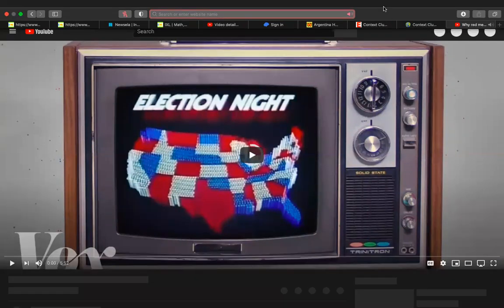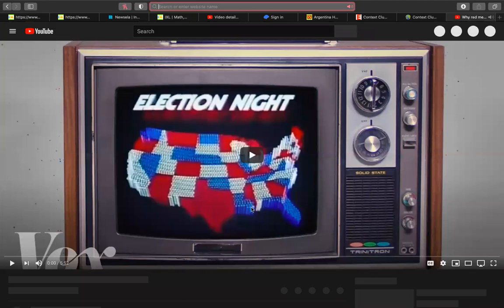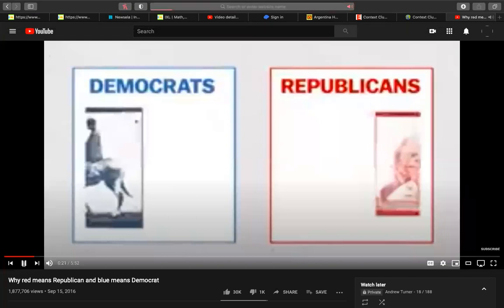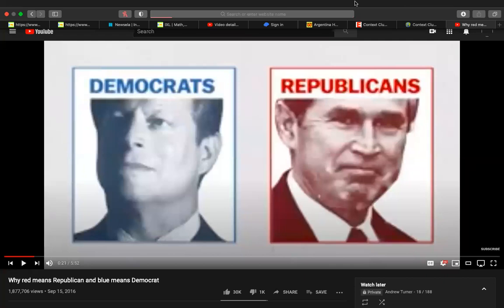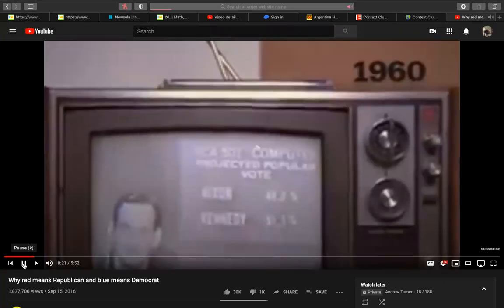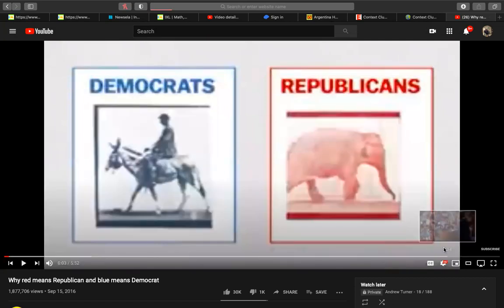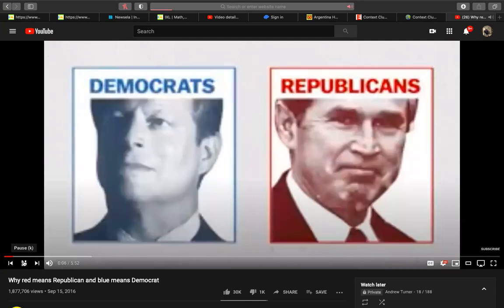For Americans, the colors red and blue are deeply linked to the Republican and Democratic parties, but it's really only been that way since the 2000 election.